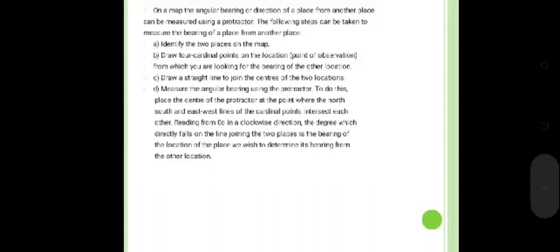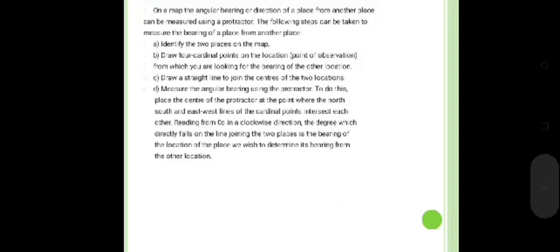D. Measure the angular bearings using the protractor. To do this, place the centre of the protractor at the point where the north, south and east, west lines of the cardinal points intersect each other. So dira ka mo gamit na sa protractor sa two lines which is the north, south and east, west lines. Pwede po ka mo gamit sa picas nga yung south east o katong isa.